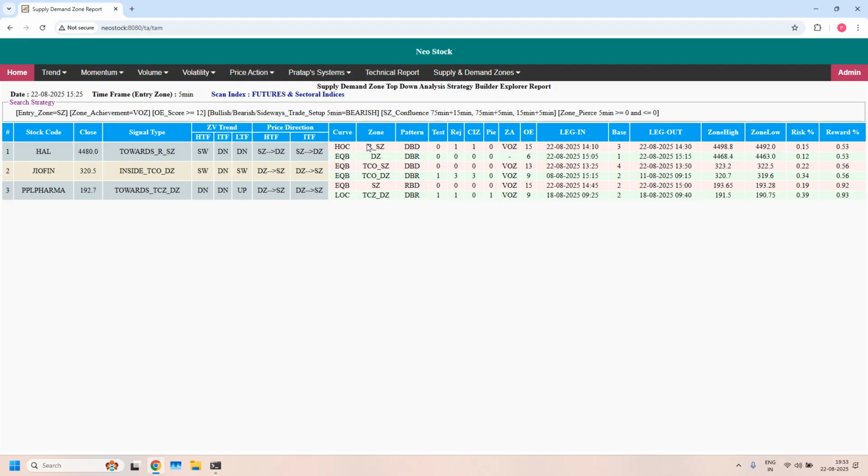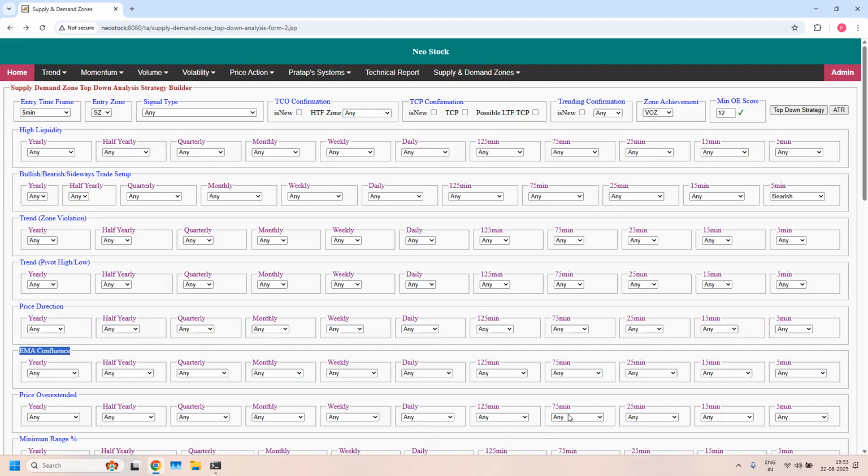In these 3 stocks, the 5 minute supply zones are overlapped with the 15 minute supply zone, both together again overlapped with the 75 minute supply zone. But the 75 minutes trend is down in only one stock. So let's verify if this stock's 75 minute supply zone has daily EMA confluence. Let's verify. That is the 75 minute supply zone with daily EMA.